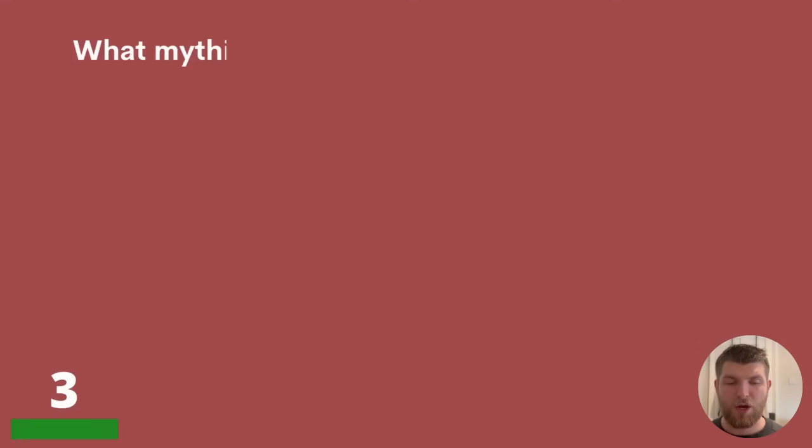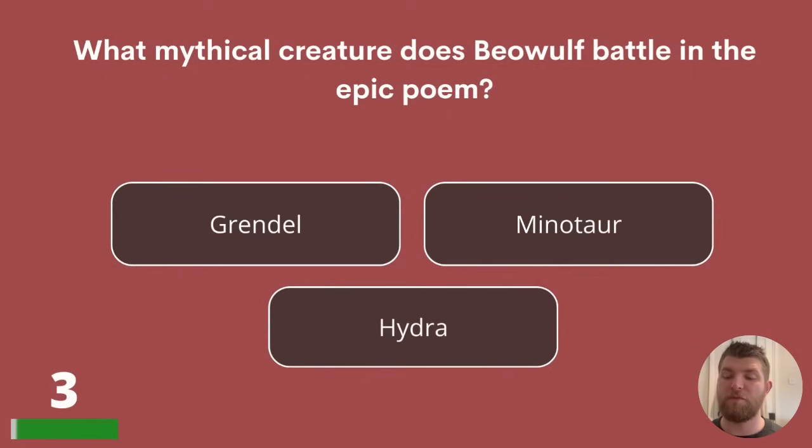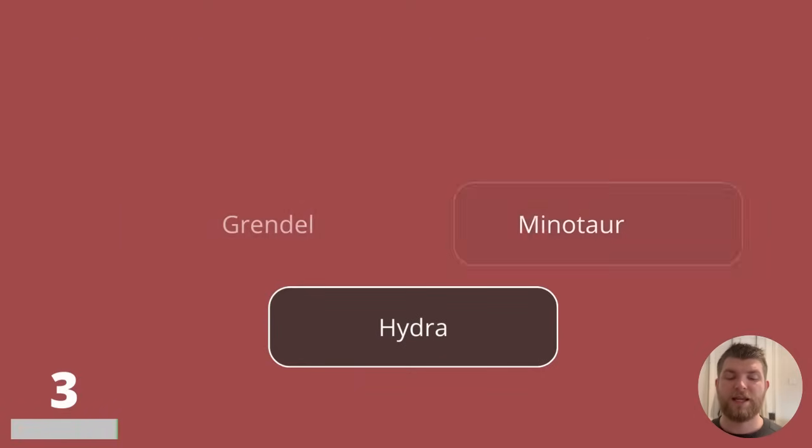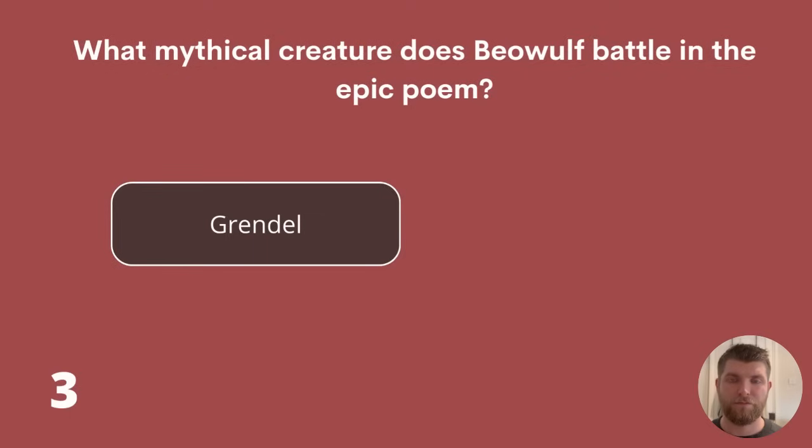Question 3. What mythical creature does Beowulf battle in the epic poem? Grendel, Minotaur, or Hydra? The answer is Grendel.